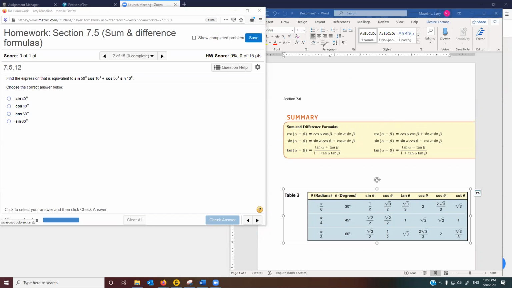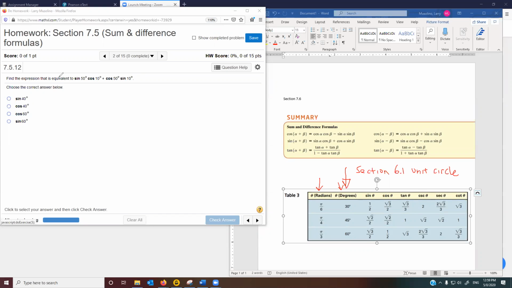As we do some examples, we might also need this table that's taken from Section 6.1 on the unit circle. So we'll use this table as needed to look up values of sine, cosine, tangent for different angles. And notice the angles are given in both radians and degrees here. All right, let's go to this first example.